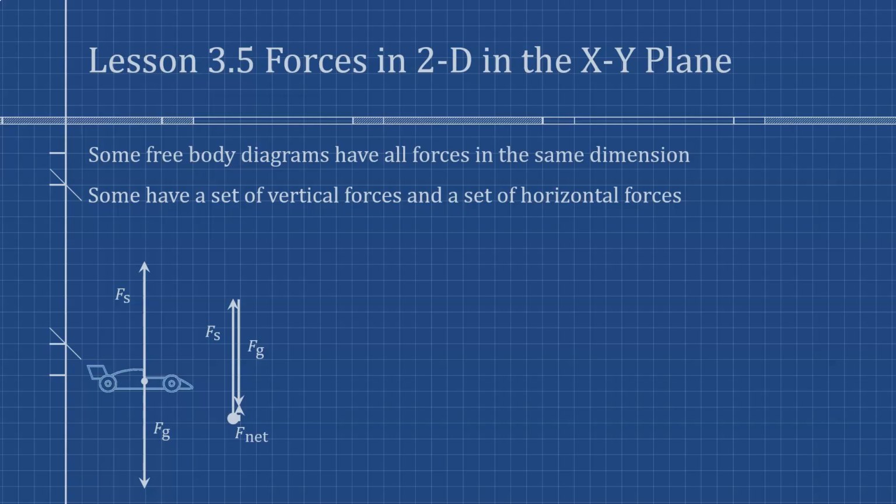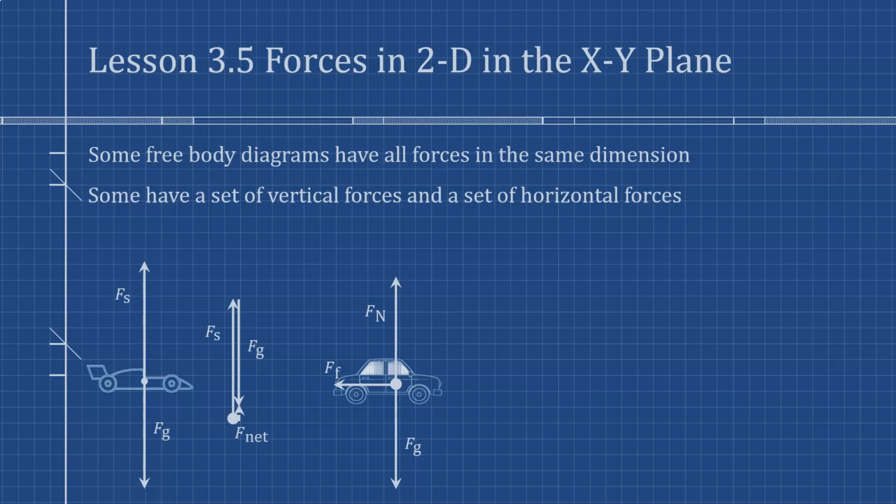We've also worked problems that have a set of vertical forces and a set of horizontal forces. And the vertical forces are all pointing in one vertical dimension. The horizontal forces are pointing in a horizontal dimension. There may be problems like this, where we have this car skidding to a stop. Its tires are locked against the ground, so the force of friction is acting horizontally. And then we have the vertical forces of the normal force from the surface below and gravity pulling downward.